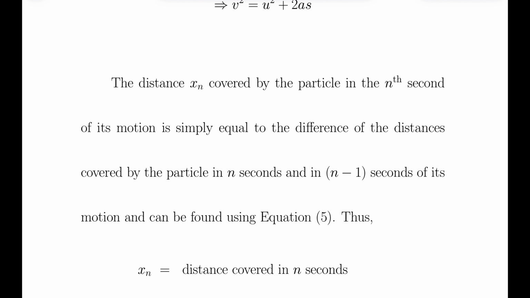Remember that nth second is a particular 1 second. Suppose you are standing in a queue for a movie ticket. So this is the counter. One person is here, one is here, one is here, and one is here. You are here. So this is the first one, this is the second one, this is the third one, and this is the fourth one.